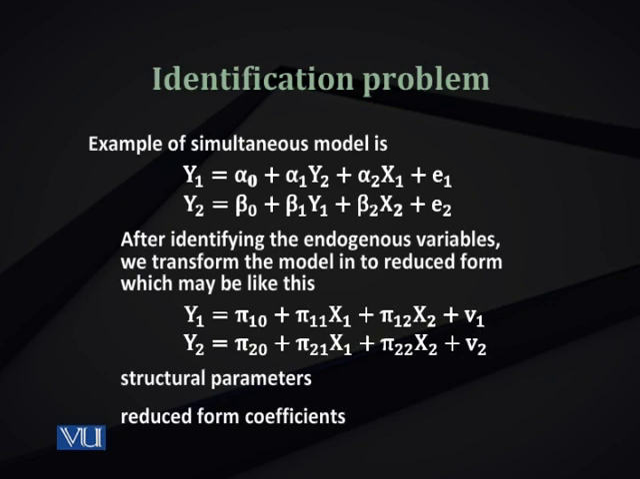As you are seeing in the second model, where we have transformed it in such a way that y1 is dependent on x1 and x2 and y2 on x1 and x2, we don't have endogenous variables on the right hand side. The coefficients are labeled as pi with some subscript like 1 naught, 1 1, 2 1, 2 2, etc. You can use other symbols as well. They are called reduced form coefficients. So the original coefficients are called structural parameters, and the slope coefficients and the intercept in the reduced form equations are called reduced form coefficients.